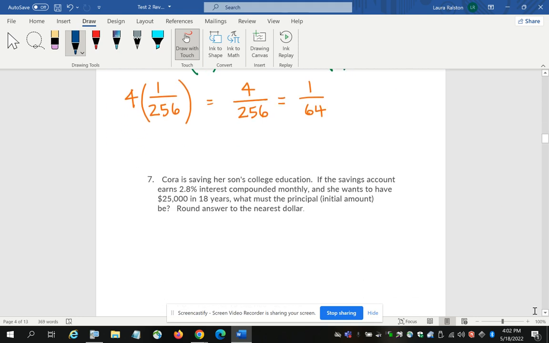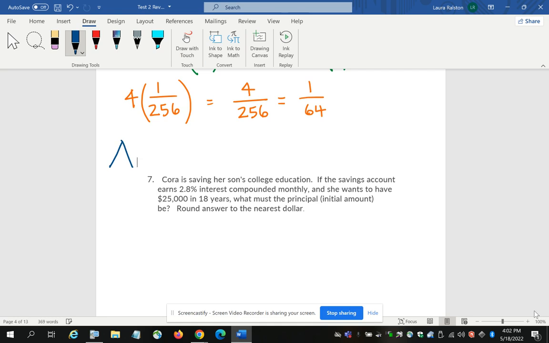It says Cora is saving for her son's college education. If the savings account earns 2.8% interest compounded monthly, and she wants to have $25,000 in 18 years, what must the principal amount or initial amount be? Round answer to the nearest dollar. Okay, so again, if you read it through, you'll realize this is a compound interest problem, so we need our compound interest formula.